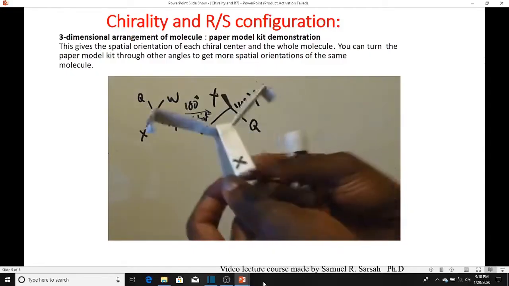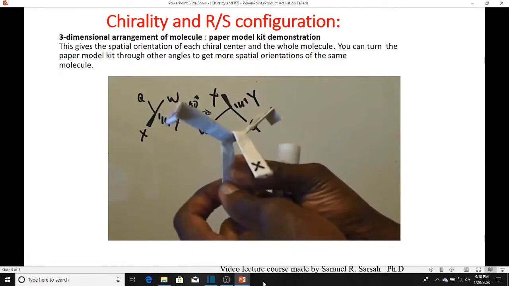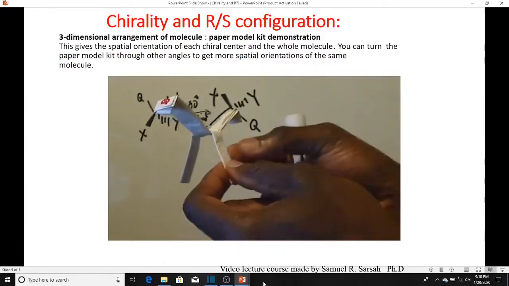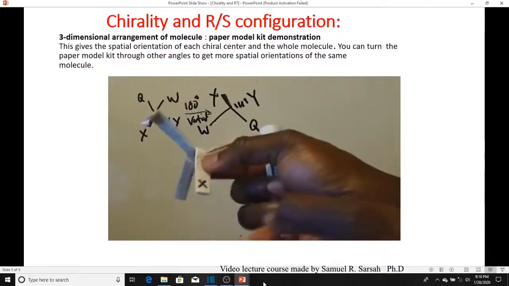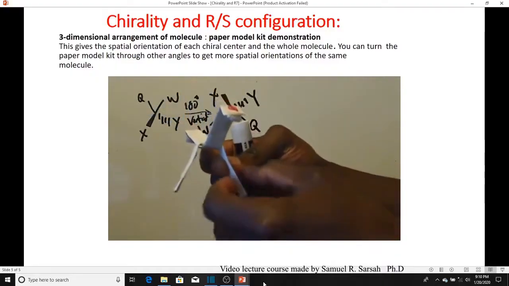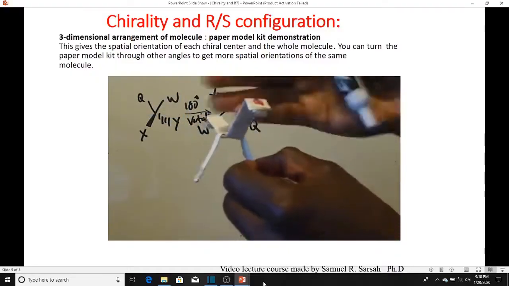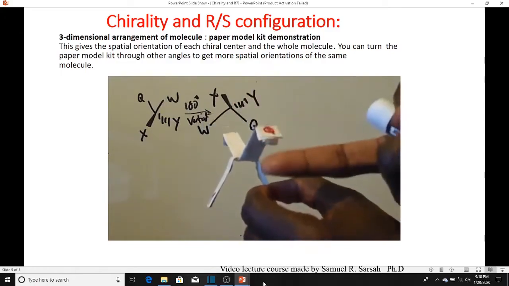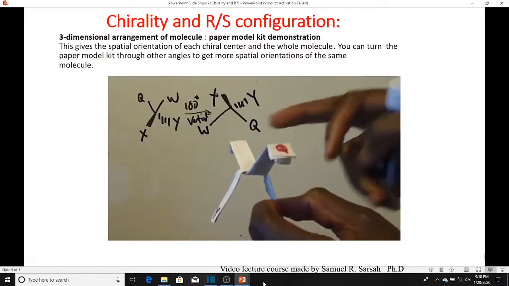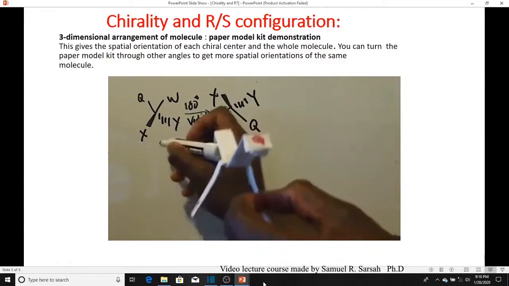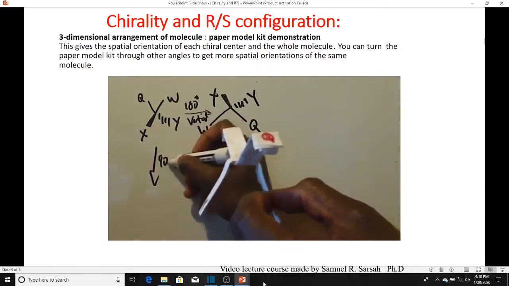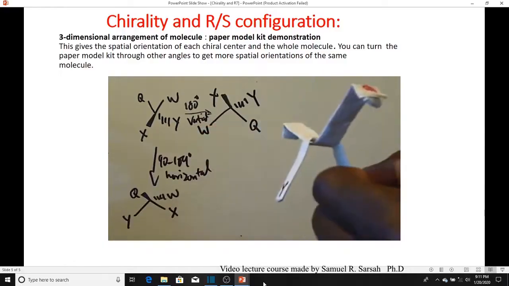Okay, if I turn this like 90 degrees, the X and Y will be in the plane, and then Q will be pointing towards me, and W will be pointing away from me. So that's 90 degrees, with W away from me.